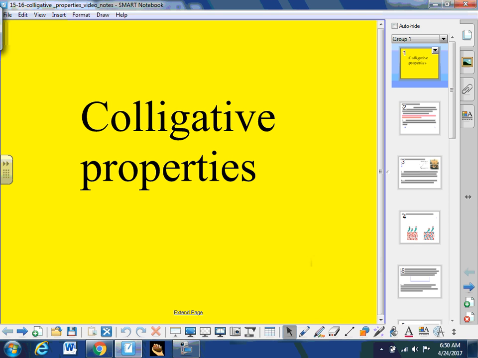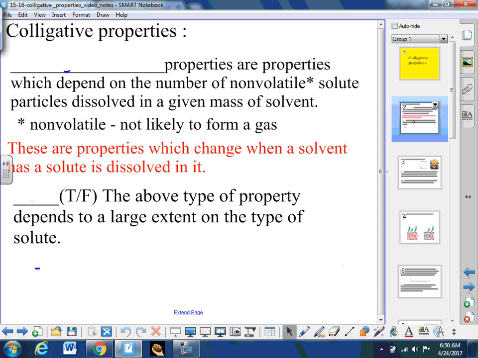This lesson is on colligative properties, and the colligative properties are properties which depend on the number of solute particles in a given amount of solvent. In this case, a given mass of solvent, as we will be dealing with molality here and not molarity.